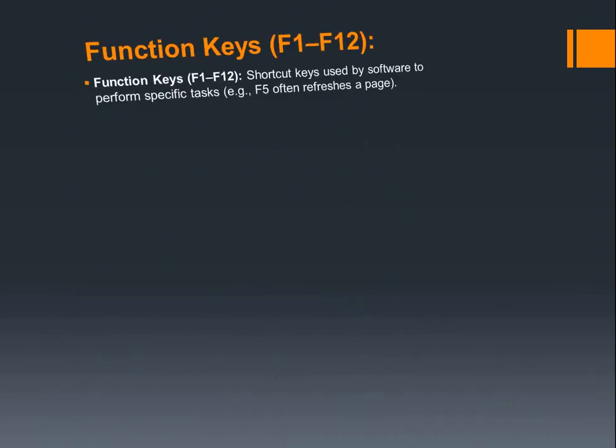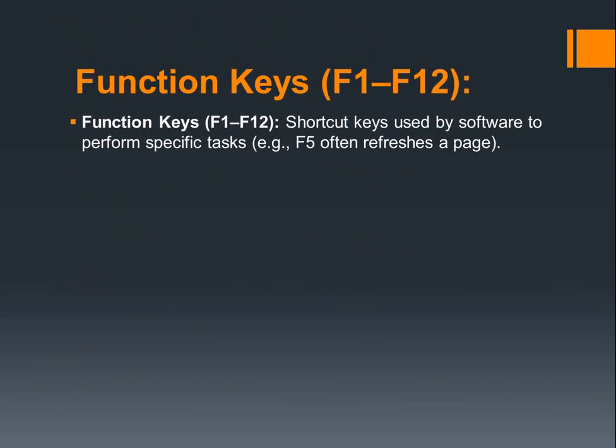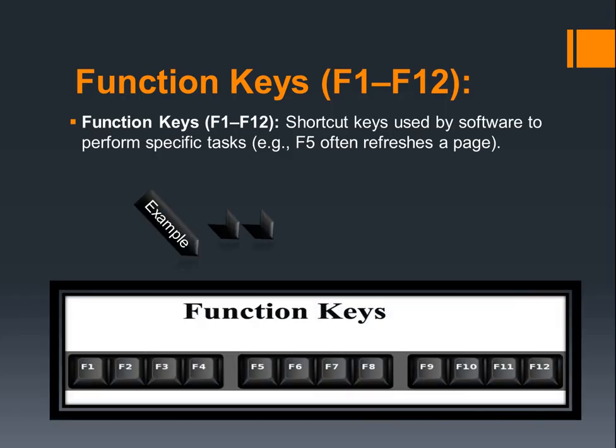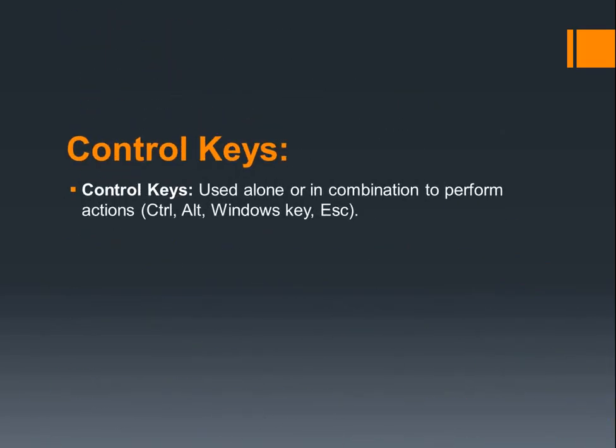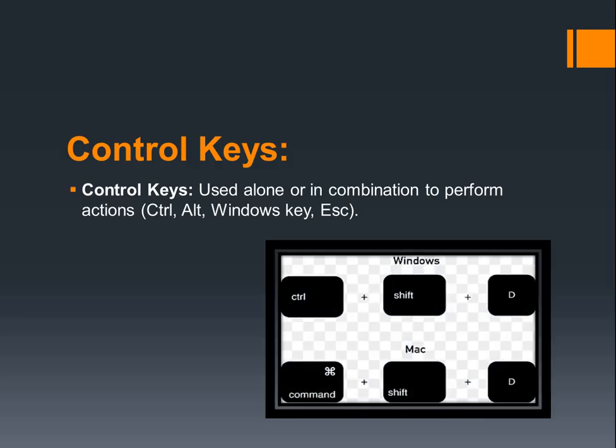Example: show image. Function keys, F1 to F12, shortcut keys used by software to perform specific tasks. Example: F5 often refreshes a page. Example: show image. Control keys, used alone or in combination to perform actions. Control, Alt, Windows key, Escape.